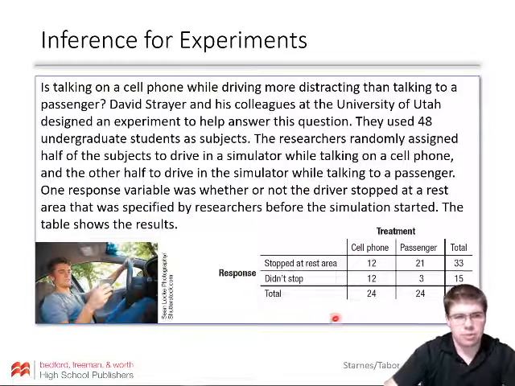The table shows the results. So we got our two treatment groups, our cell phone group and our passenger group. Notice we got 24 in each of those. And then we had people that stopped at the rest area or didn't stop. So of our cell phone users, 12 stopped and 12 didn't. When they were talking to the passenger, 21 stopped and 3 didn't. And so overall we got our totals there. We got our two-way table. So it's been a little while since we looked at one of those.